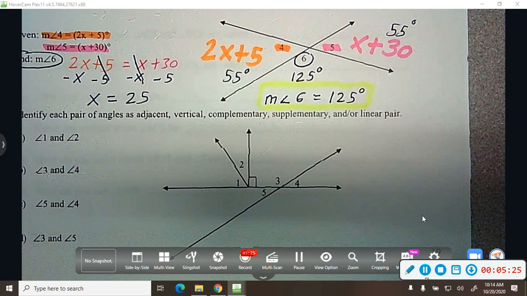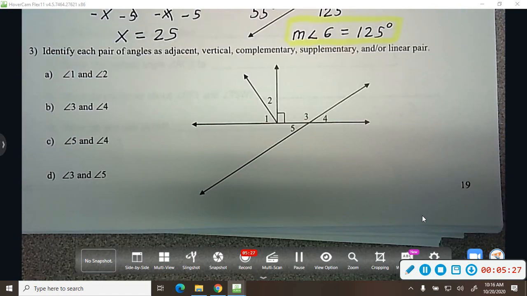So now what I want you to do, and this is review, is I want you to go through, and here's our vocab. We have the vocab adjacent, vertical, complementary, supplementary, linear pair, and I want you to go through and label what vocab word represents those angles. If you're at home, you can hit pause, and we'll go over it here in a second.